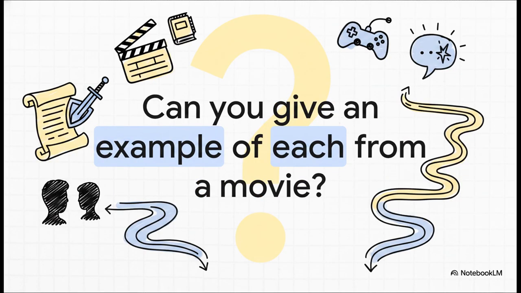Now I want you to apply it. Think about your absolute favorite movie, video game, or book. Try to pinpoint one clear subplot. Maybe it's a side quest or a supporting character's arc. Then try to find one set of parallel storylines. Can you think of two characters going through remarkably similar or dramatically opposite experiences at the exact same time?